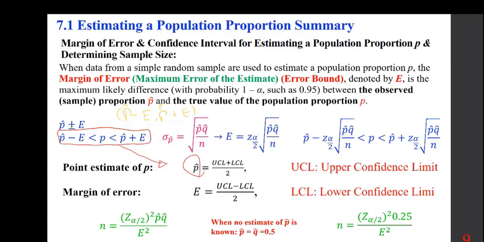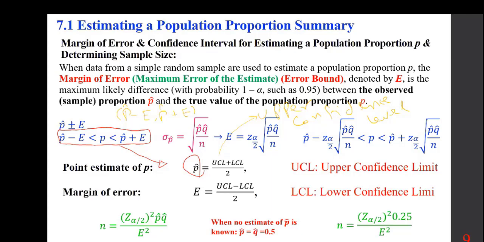But more importantly, notice the endpoints of the interval, P hat minus E and P hat plus E. When I say UCL, that means upper confidence level or limit. The upper confidence limit is P hat plus E. The lower is P hat minus E. If you add them up and divide by 2, it gives P hat. If you subtract them and divide by 2, it gives you the margin of error E.